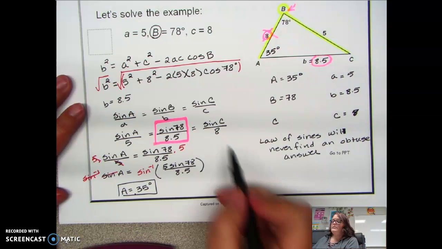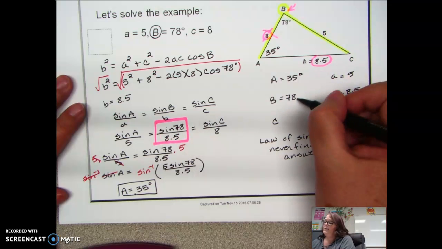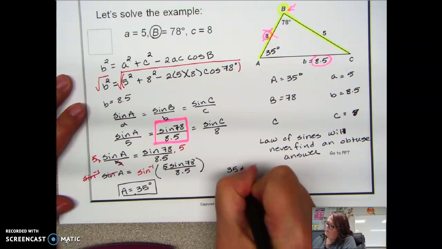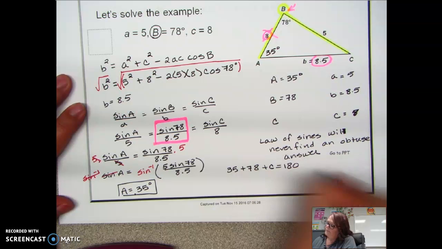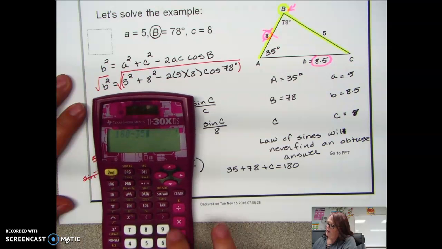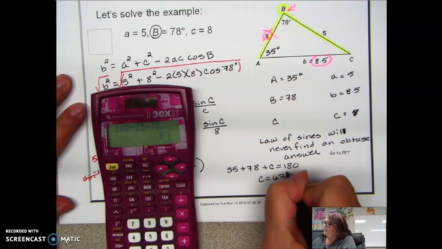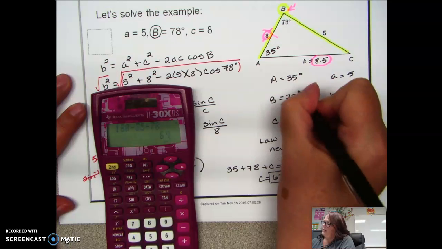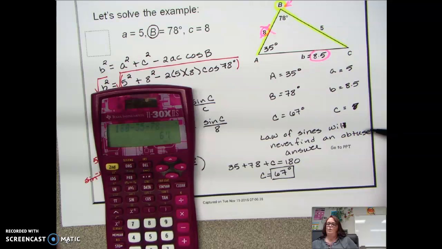Now I don't have to use law of sines to find big C because I already have the measure of 2 of my angles. So let's do 35 plus 78 plus C gives me 180. And so if I do 180 minus 35 minus 78, I get that big C is equal to 67 degrees. And so now I can say that I have solved the triangle because I have all 3 angles and I have all 3 side lengths.